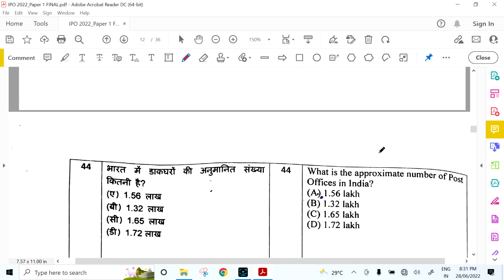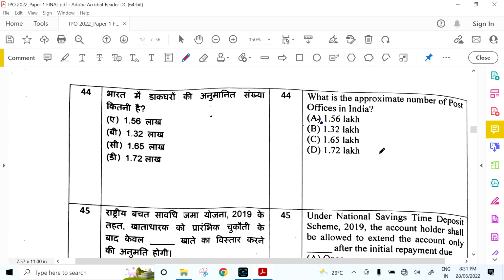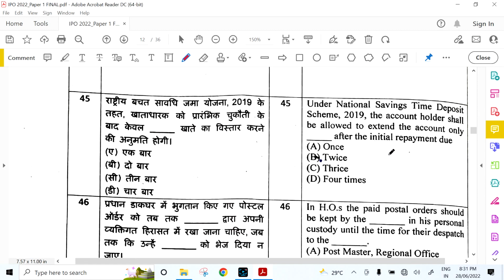Next question. 44. What is the approximate number of post offices in India? It is 1.5 lakhs. Under national savings time deposit, the account holder shall be allowed to extend the account only twice after the initial repayment due. The extension can be done only twice.